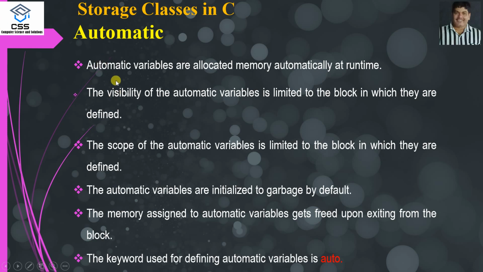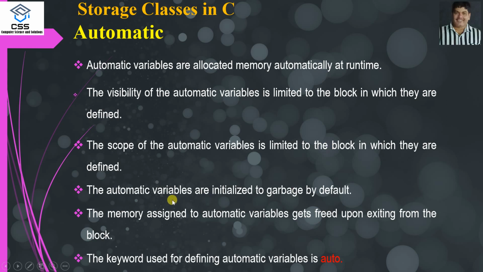First is automatic. An automatic variable automatically allocates memory at runtime if no storage class is defined. The default storage class specifier is automatic. The visibility of the automatic variable is limited to the block in which it is defined. The scope of the automatic variable is limited to the block.